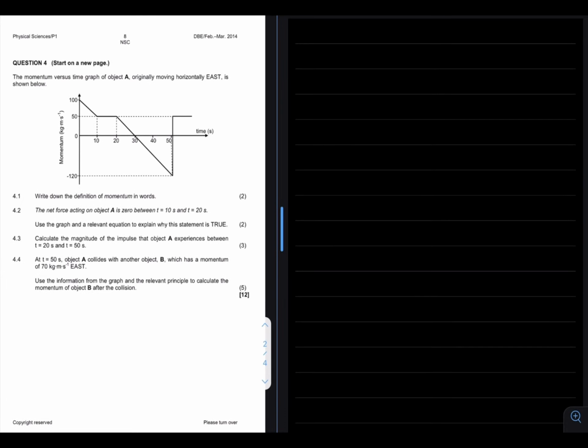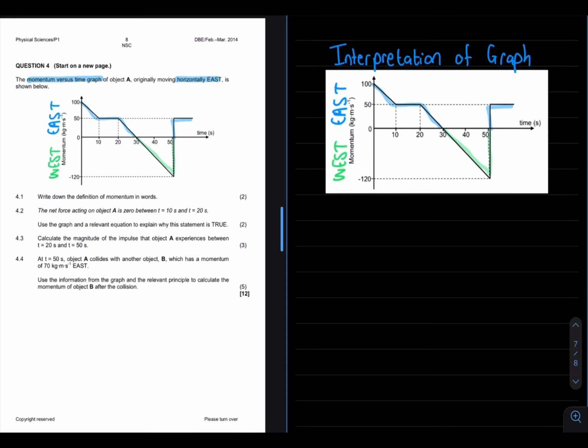In the next exam question, we have a momentum versus time graph for an object A originally moving horizontally east. This means that everything above my x-axis is east and everything below is west. Interpretation of the graph shows us that between 0 and 30 seconds, as well as after 50 seconds, object A is moving east, and between 30 and 50 seconds, object A was moving to the west.